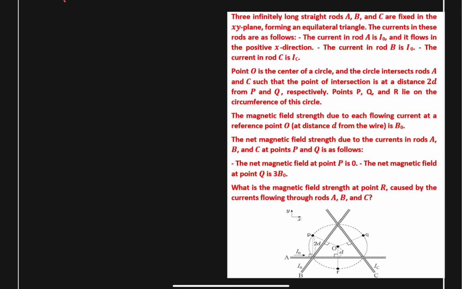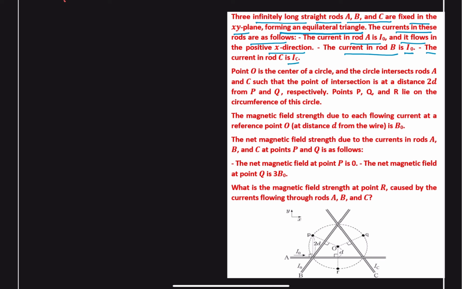Today's question: three infinitely long straight rods A, B, and C are fixed in the xy plane, forming an equilateral triangle. The currents in these rods are as follows. The current in rod A is I0. It flows in the positive x direction. The current in rod B is also I0, its direction not given. And the current in rod C is given as IC, and its direction is also not given.